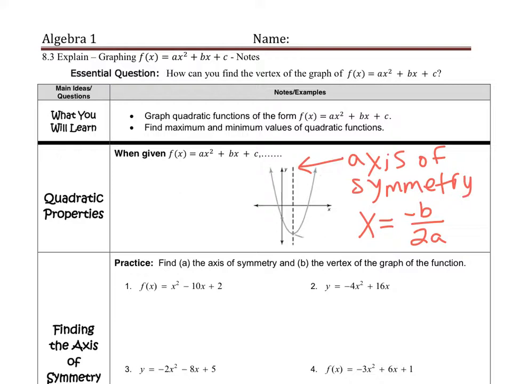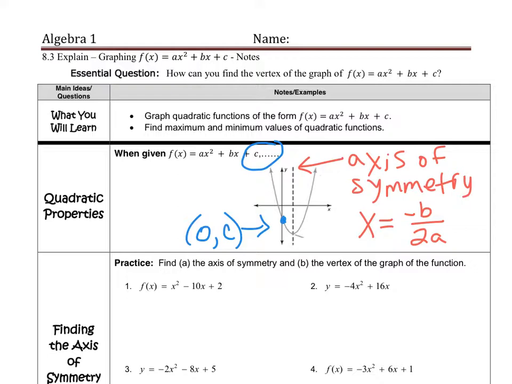The other thing I just wanted to point out to bring back to your memory is that in the standard form, this plus c gives us our y-intercept. Our y-intercept is (0, c). So just bringing that back in, getting it all ahead.